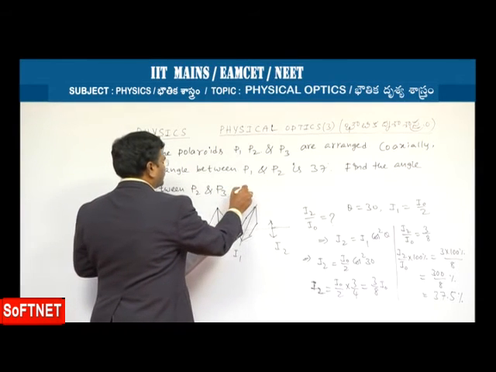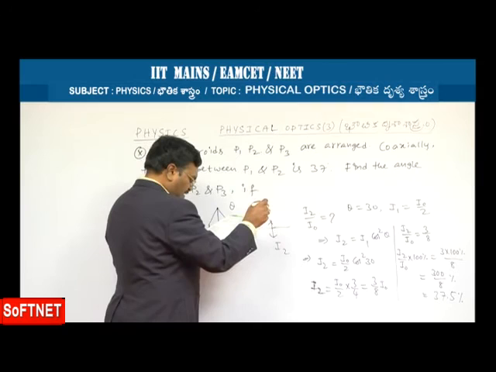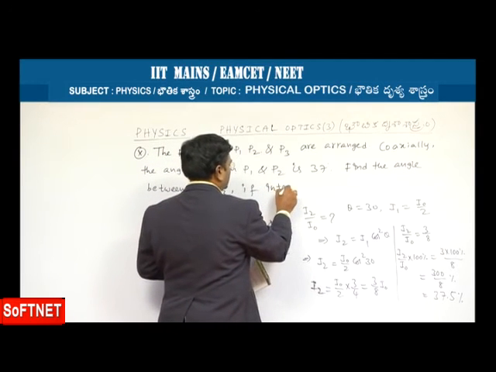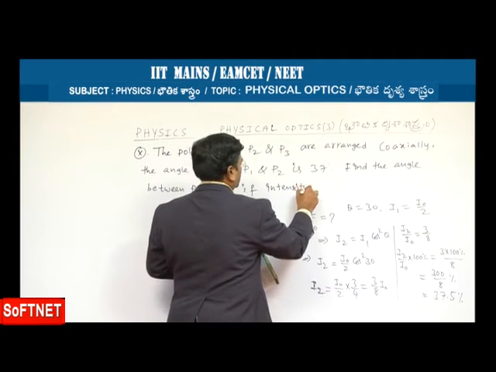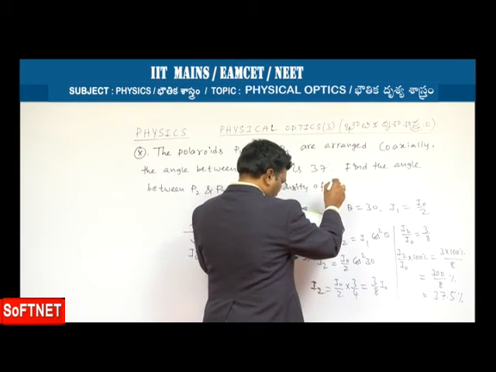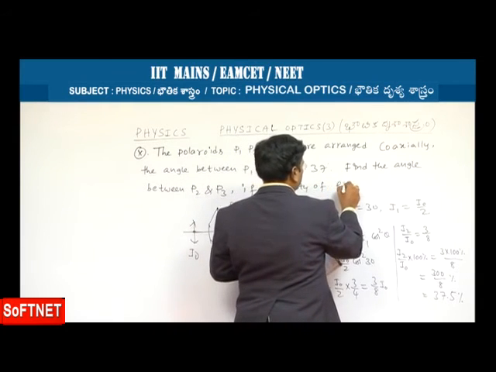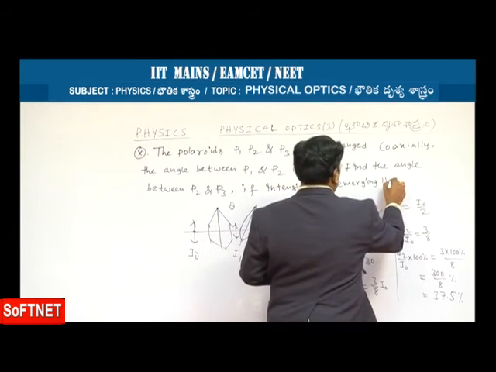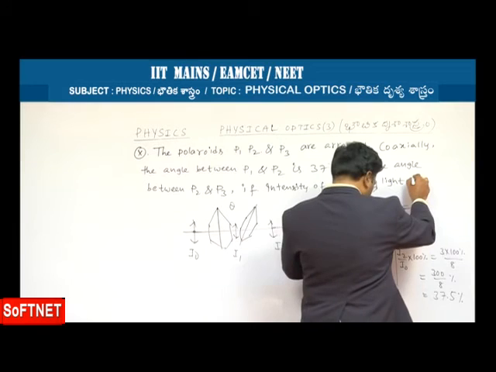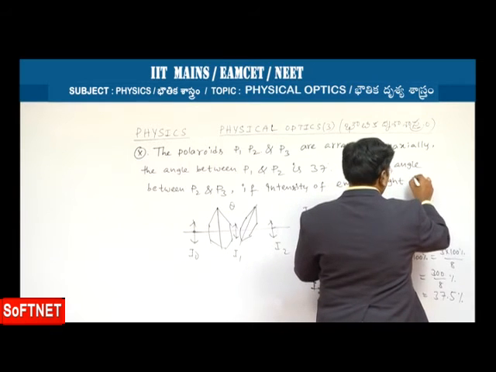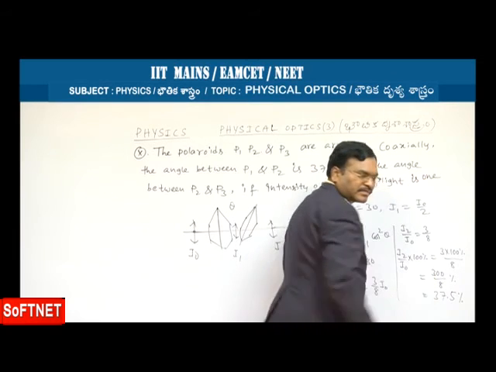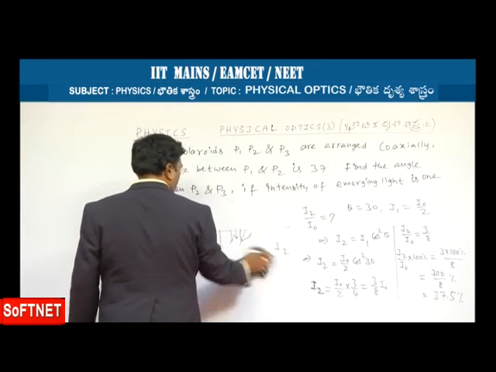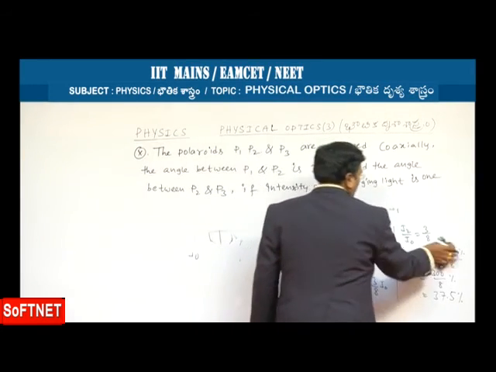If the intensity of emerging light is 1/4, quarter means what? 1/4.